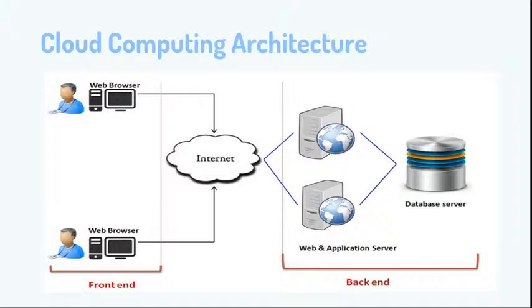So here you can see cloud computing. What is cloud computing architecture? In the architecture, you can see we have a web browser. Through the web browser we are accessing whatever we need, based on the internet connectivity. Then it will give some data or some applications to access. And then the database server.